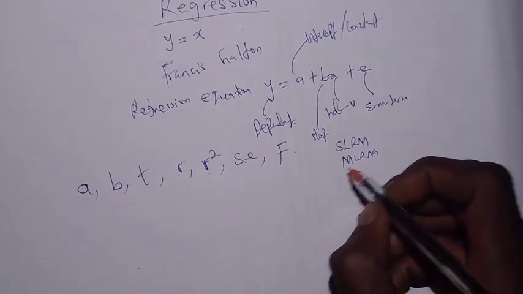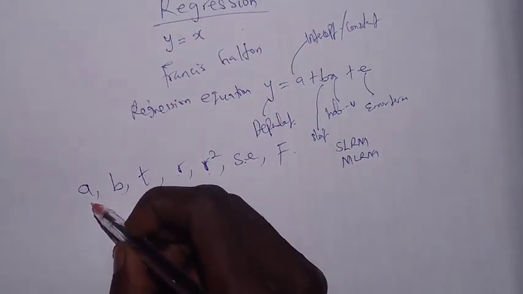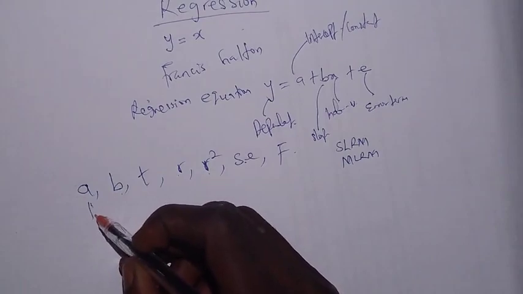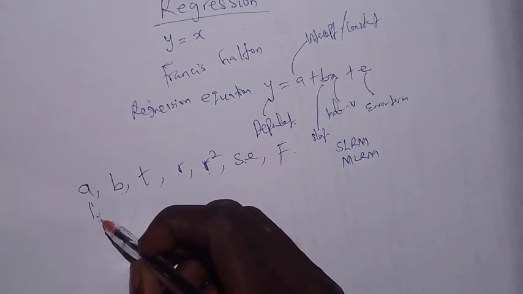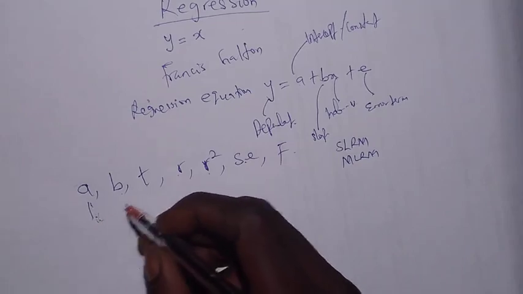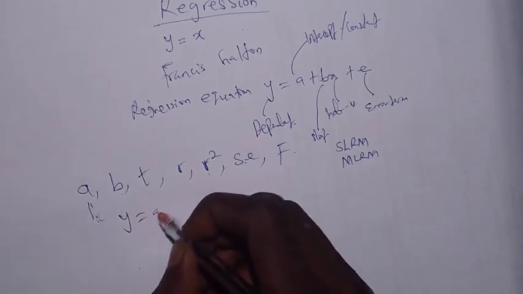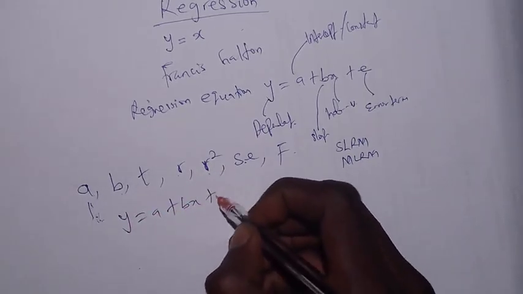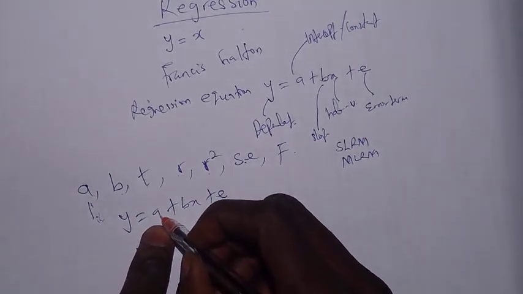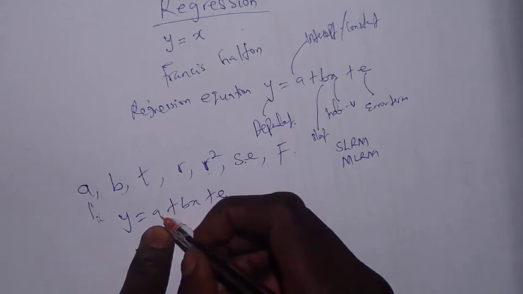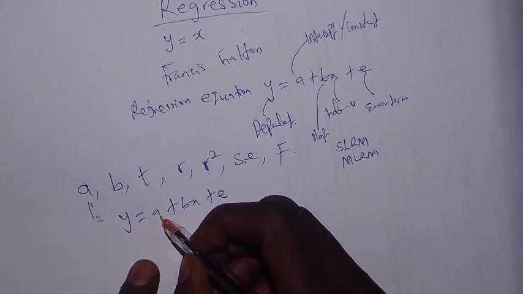Now, what is A? A is constant, right? A is constant or intercept. A is also the predicted value of y when the value of x is 0. From the regression equation, y is equal to a plus bx plus e, A is constant or intercept. A is also the predicted value of y when the value of x is 0.